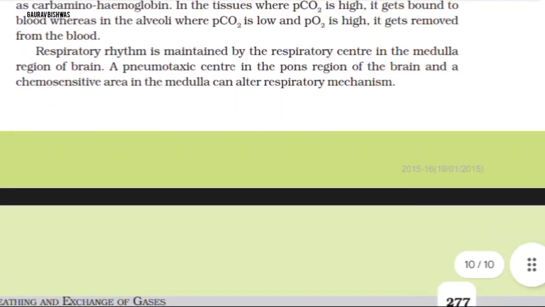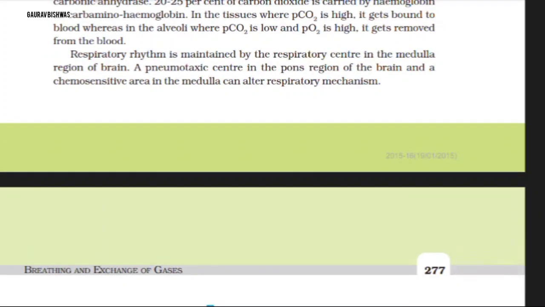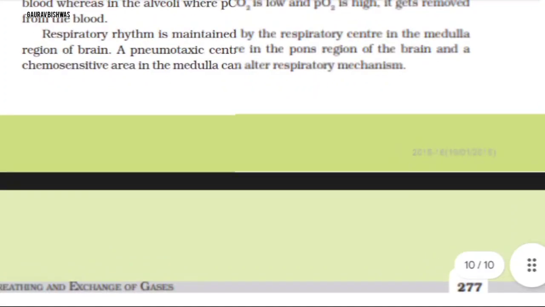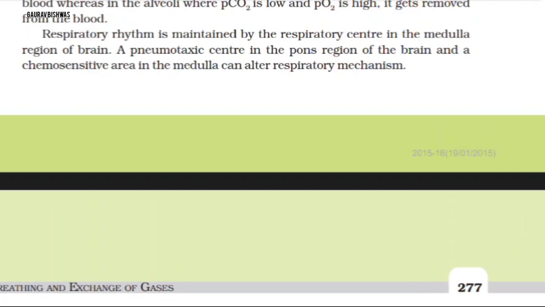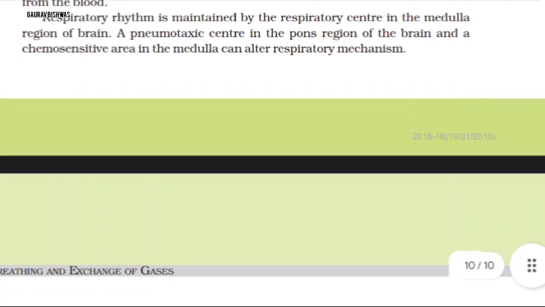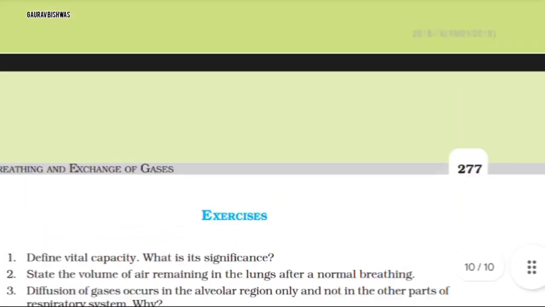Respiratory rhythm is maintained by the respiratory center of the medulla region, while the pneumotaxic center of the pons region of the brain and the chemosensitive area of the medulla alter the respiratory mechanism.